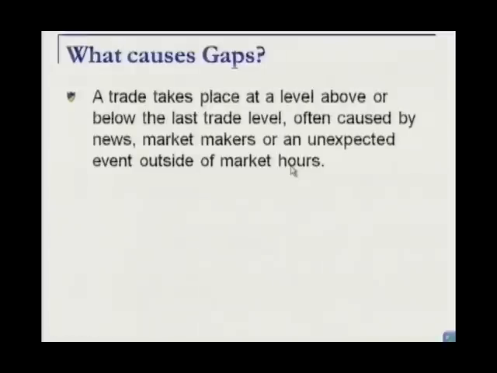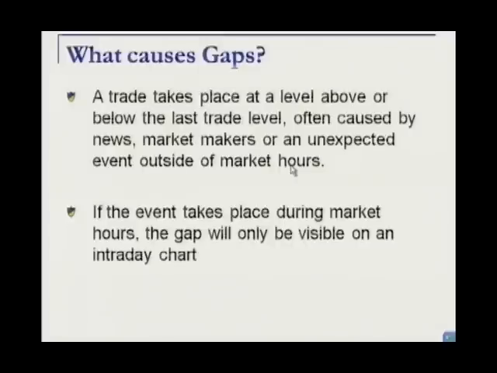Well, a number of things can cause it. Outside market hours trading, market makers trading on unexpected news, unexpected events, anything like that. See, when stocks open up in the morning, whatever's happened overnight can obviously cause that market to then gap in a particular direction. If it takes place during hours, it can really only be seen visibly on an intraday chart, clearly, because you wouldn't see that movement on the daily chart.